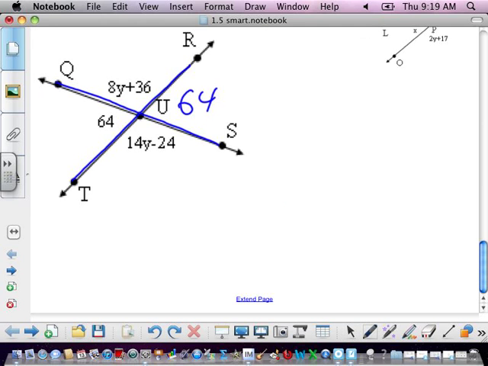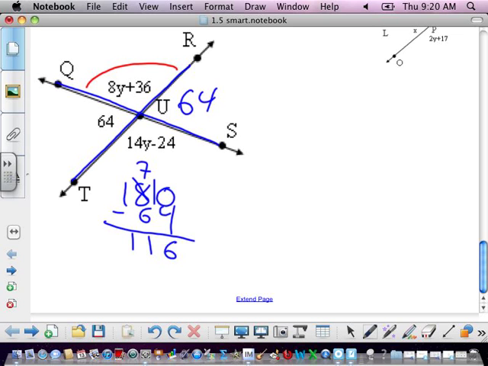Okay. We can solve this 2 ways. Anybody want to say how they want to solve it? Jacob? Subtract 64 from 180. Okay. So if I do 180 minus 64, 10 minus 4 is 6, 7 minus 6 is 1, so I get 116. What does that 116 give me, Jacob? Gives me which angles? It gives me QUR and TUS. Yep. Okay. And why did you know to do that? Because we have linear pairs, right?